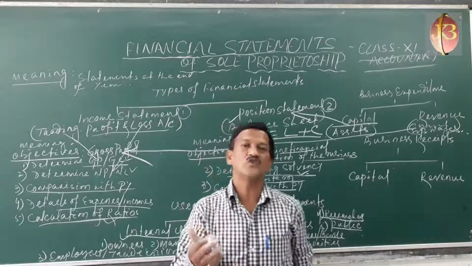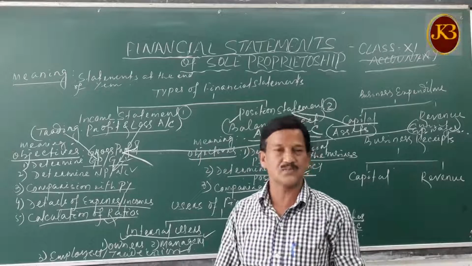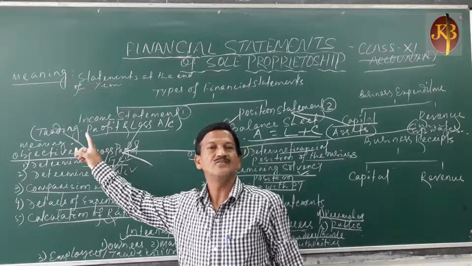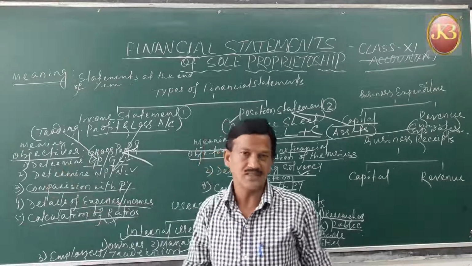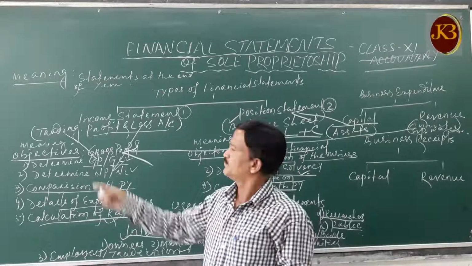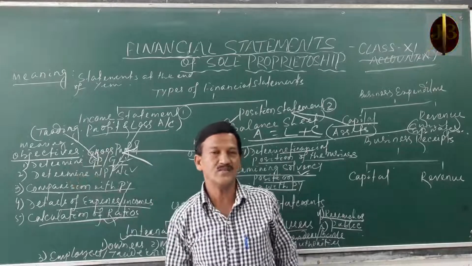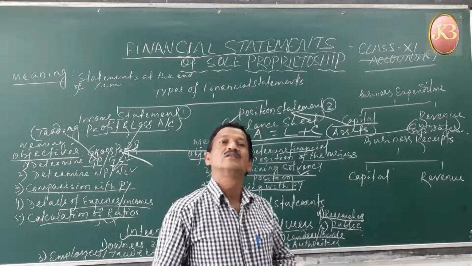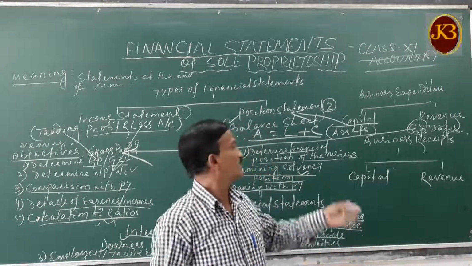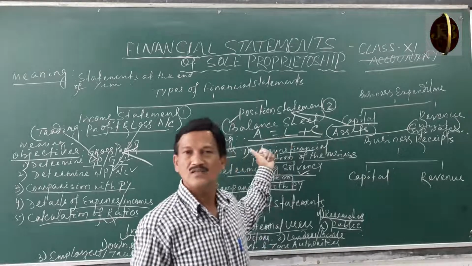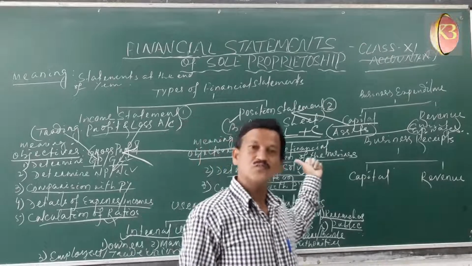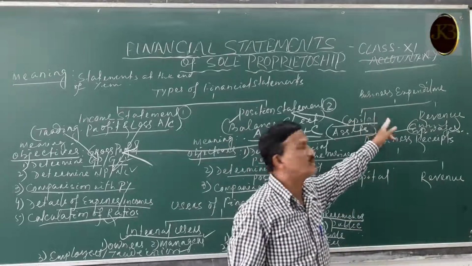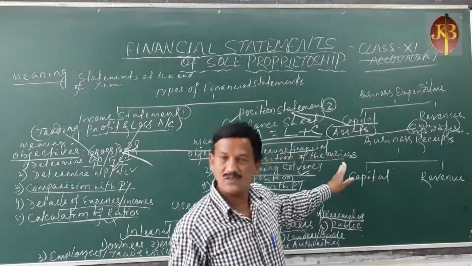For example, purchases. Purchases is an expense having a debit balance. Transfer to the income statement, that is the trading account debit side. Likewise, wages are transferred to the income statement, trading account debit side. But if it is a cash balance, stock, debtors, these are the assets, transferred to the balance sheet, position statement, asset side. That is the classification of business expenditures. So hope you are clear.